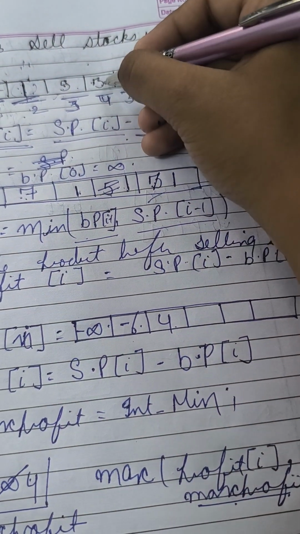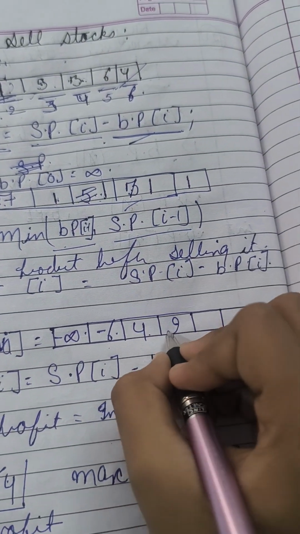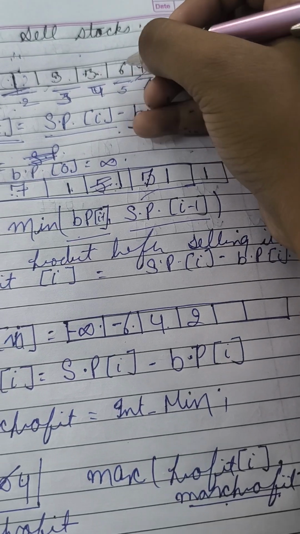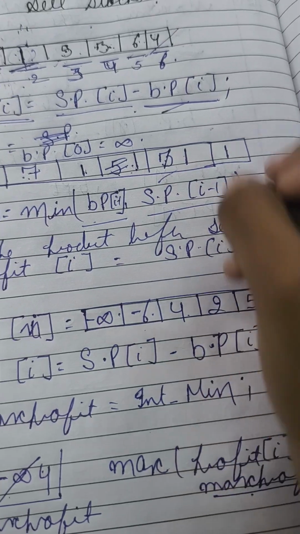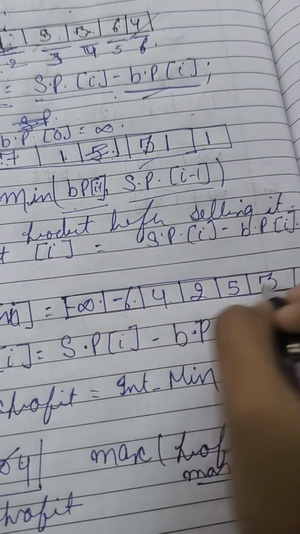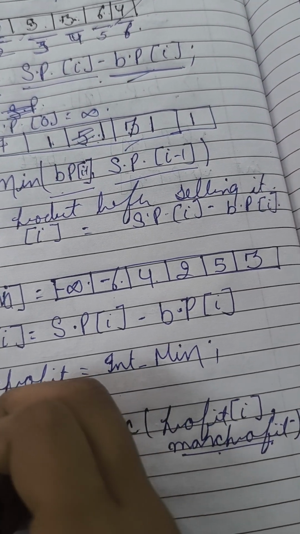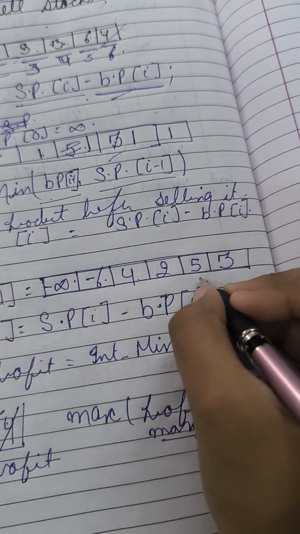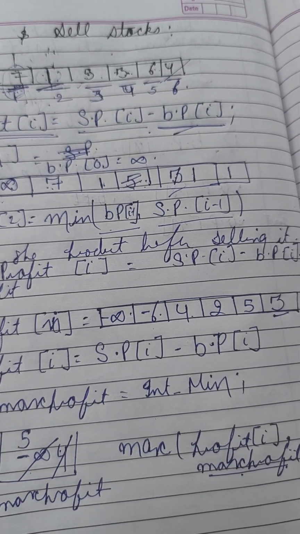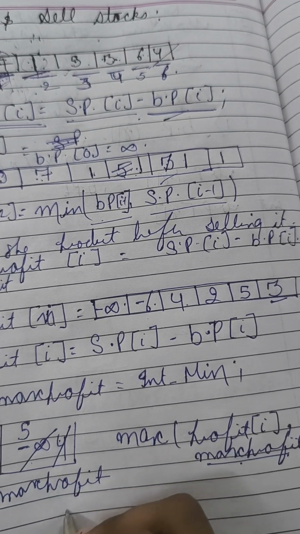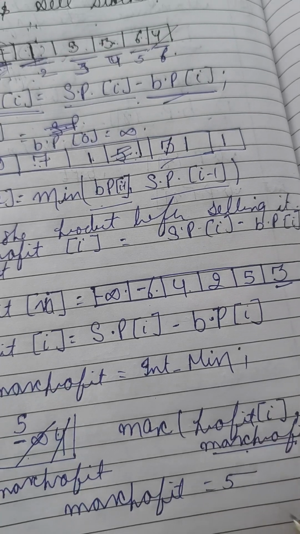Now it goes to 3. So 3 minus 1, it is 2. So profit of I equals selling price of I minus buying price of I. 6 minus 1, it's 5. 4 minus 1, it's 3. Okay, sorry, I didn't compare it. So here also the maximum profit will be 5, and now it will compare with 3. So 5 is much greater than 3. This is how you are going to find the maximum profit over here. So it is going to return the maximum profit, which equals 5.